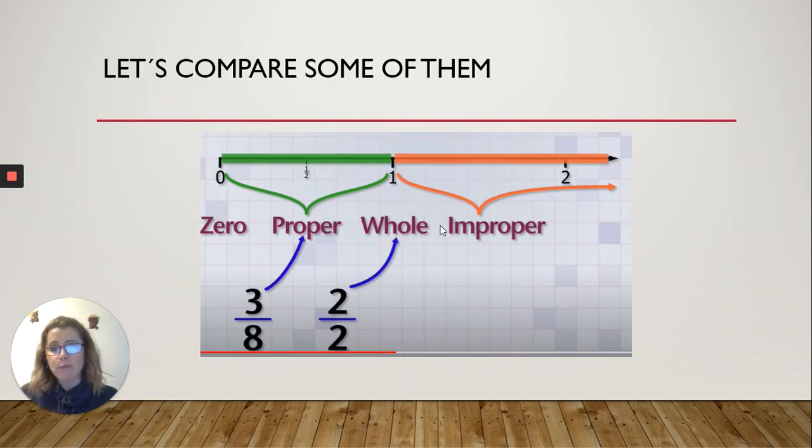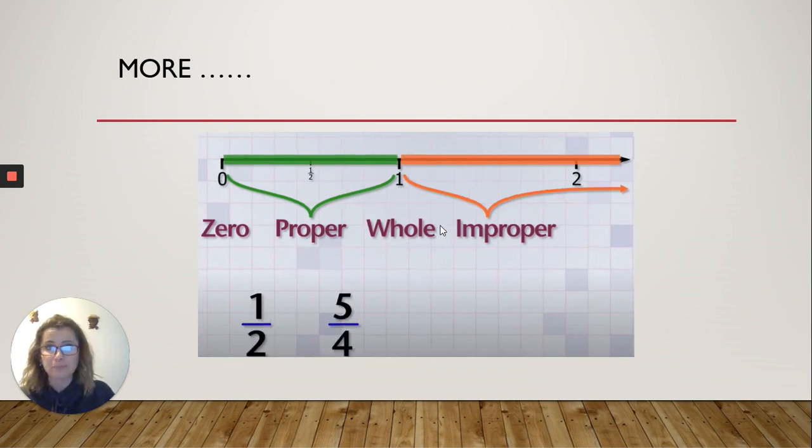Let's compare some of them. We have 3/8, and 3/8 corresponds to proper fractions. And then we have 2/2. Which one is greater, 3/8 or 2/2? Of course, the whole is going to be greater, because 2/2 is one whole and 3/8 is not a whole. It's located in the green part.